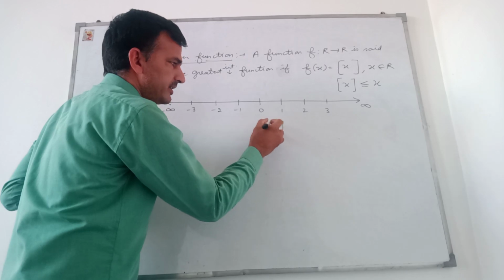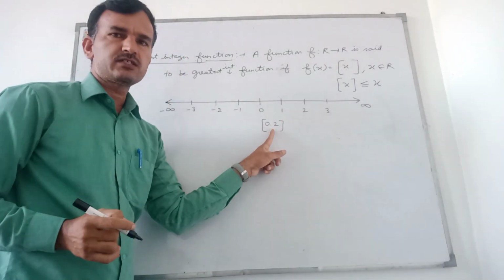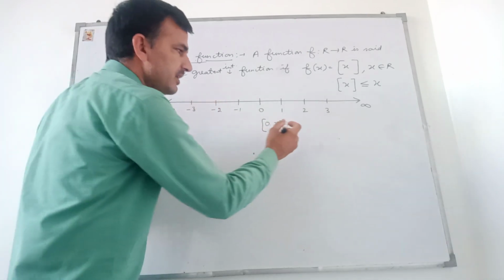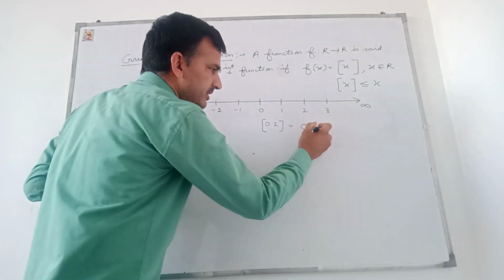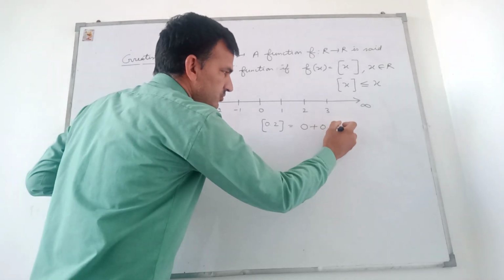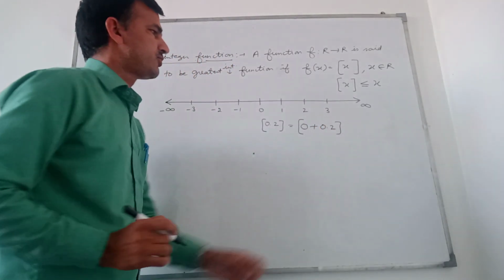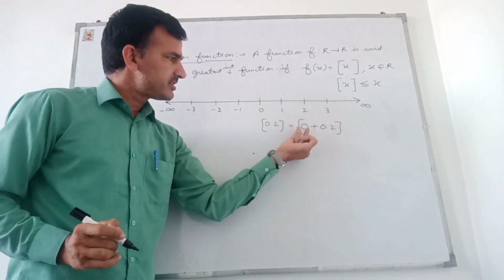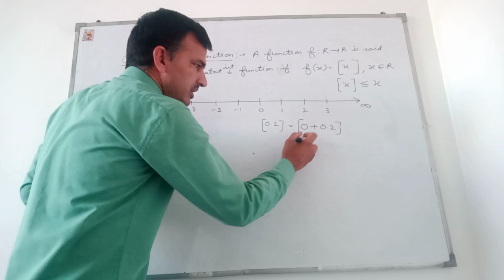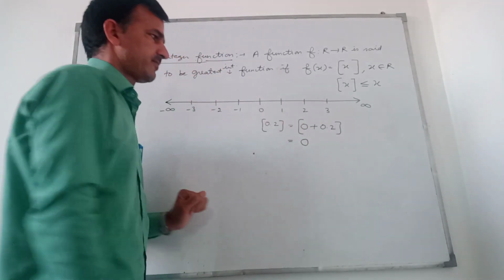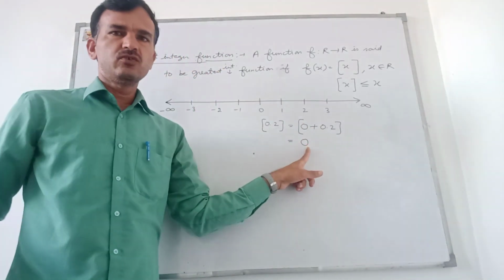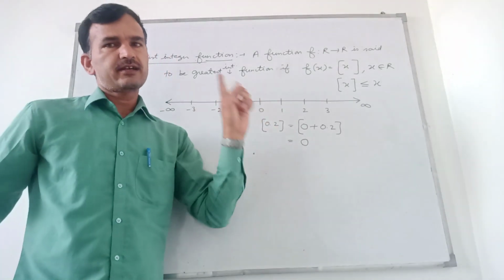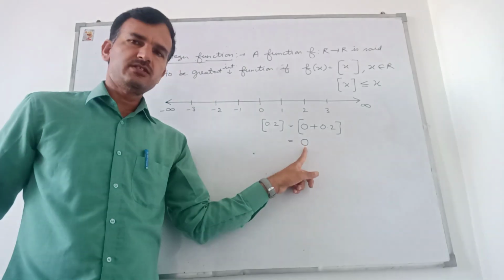If we take 0.2, we have to find the greatest integer of this number. What is the greatest integer in this number? This number can be written as 0 plus 0.2. Here, this is the fraction part and this is the integer. Therefore, the answer for this number is 0. We can say that in 0.2, the greatest integer is only 0.